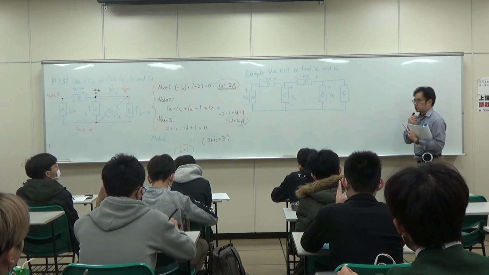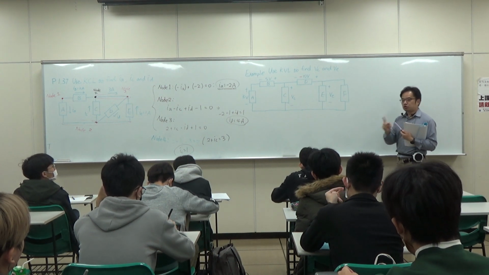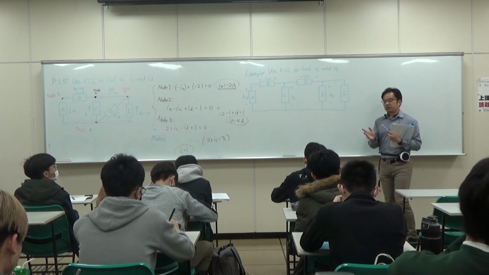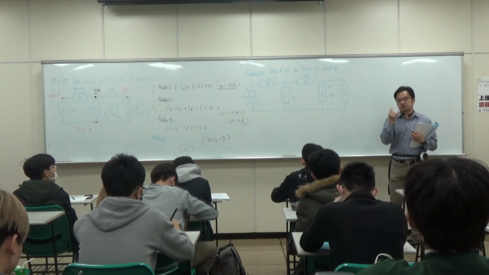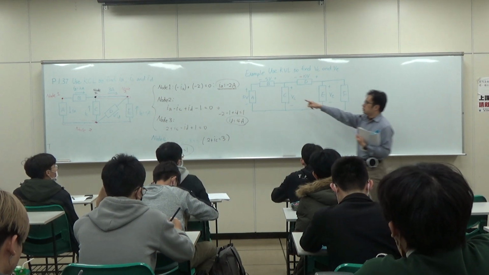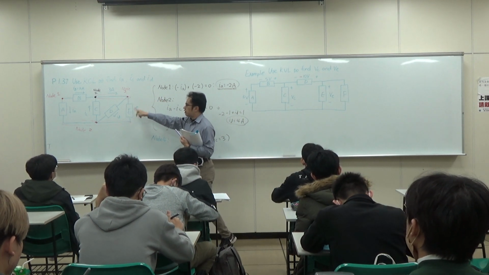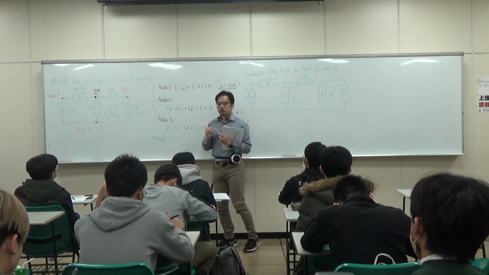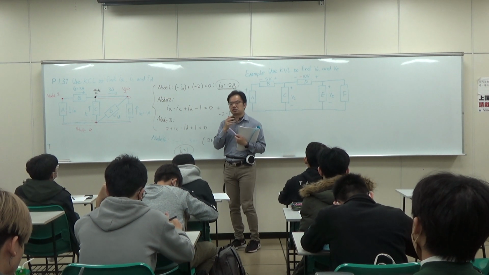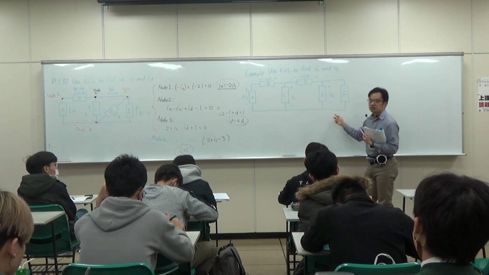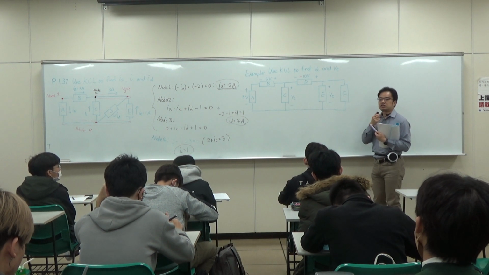1, 2, 3, as long as it forms a closed loop, it is a loop. 4, 5, and the outside loop 6. Okay, so it means each loop we can generate an equation, which means it can generate 6 equations. So if we look at nodes, we can identify 3 nodes, so we can write 3 equations. And 3 equations can solve 3 unknown variables. 6 equations, it can solve up to 6.